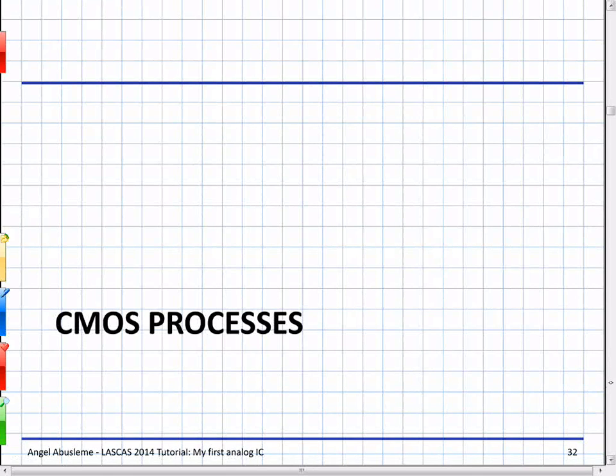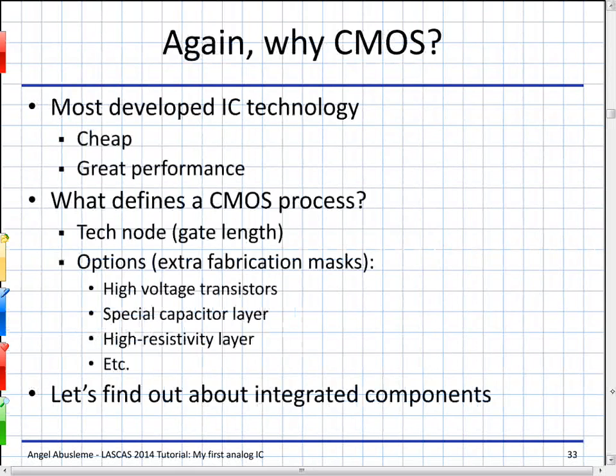Okay, about CMOS processes. Again, why CMOS? Because it's the most developed IC technology. It's the one that's driven by digital IC design. It's really cheap, and it has great performance. So what defines a CMOS process? As I said before, it's the technology node, which is given by the gate length. So in a transistor, which we usually draw like this, the technology node is the length. So we say, for example, 180 nanometer. That will be the technology node.